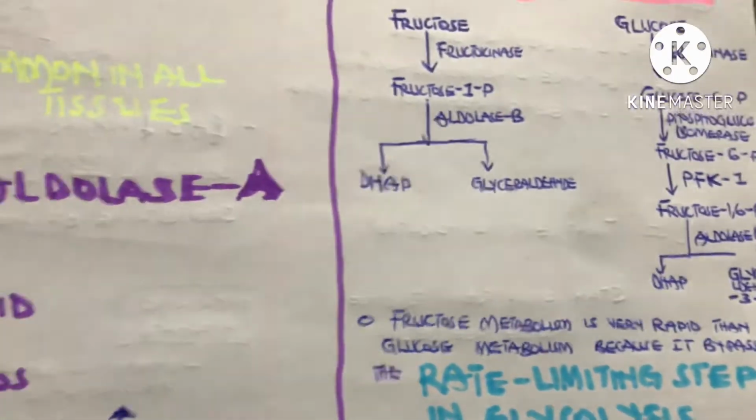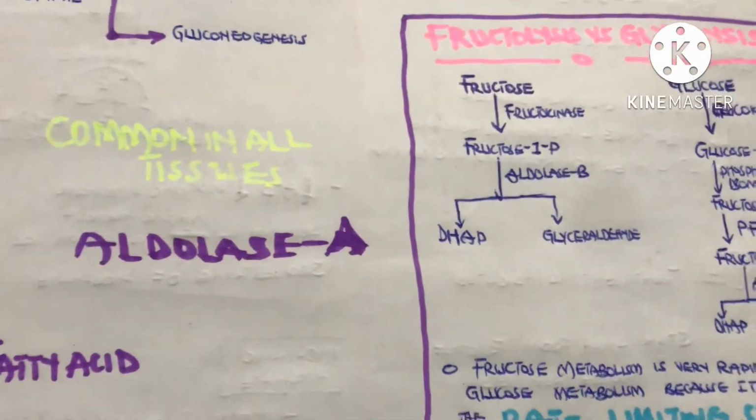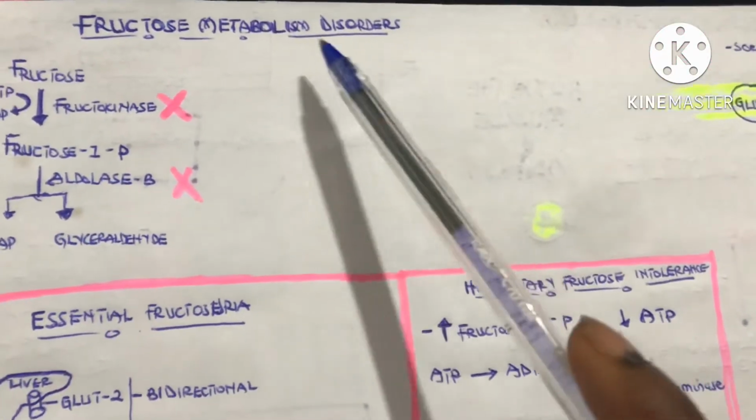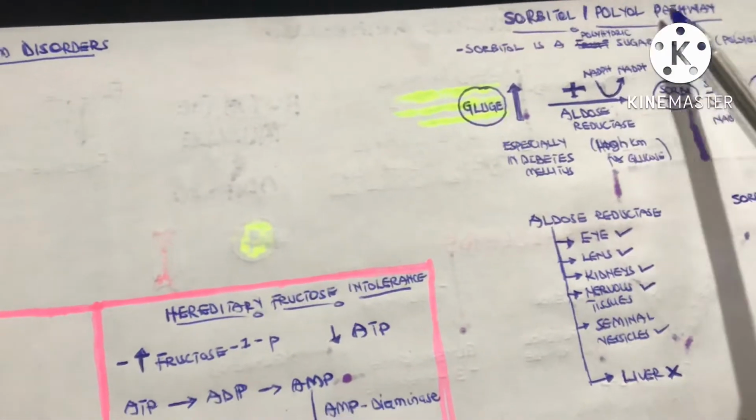So guys, let's look at fructose metabolism disorders and also the sorbitol pathway. So guys, the last 2 topics are fructose metabolism disorders and the sorbitol or the polyol pathway.